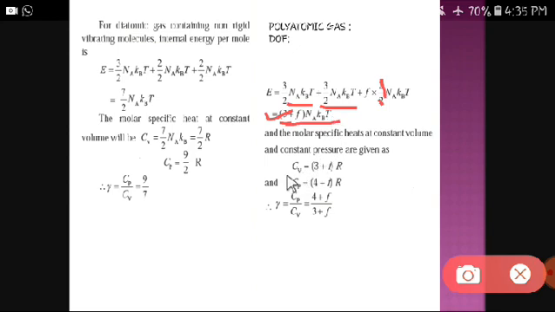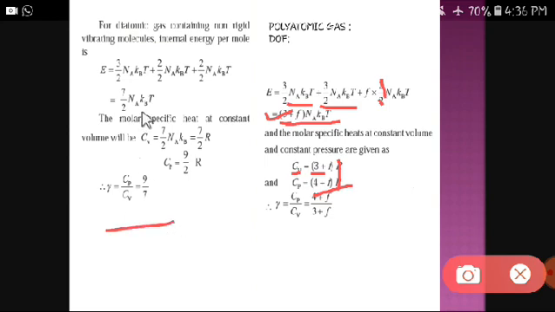Okay, so we are getting this as Cv. As we have known, this Na and kB is nothing but R. So we are getting Cv as (3 plus f) into R. By putting this value in Mayer's relation, we are getting the value of Cp. It is nothing but (4 plus f) R. By taking the ratio, you are getting Cp by Cv is (4 plus f) upon (3 plus f), because this R will get cancelled. So this is all about polyatomic gas.